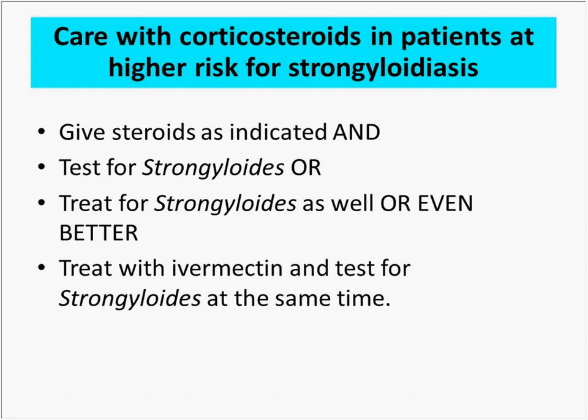The strategy for managing somebody on steroids, particularly, say, an Aboriginal person, is to not give steroids without thinking about Strongyloides. People either give steroids and treat for Strongyloides, or even better, give them a dose of ivermectin and test for Strongyloides at the same time, and then you can treat them properly. So a treat and test strategy is probably the best way to manage it.